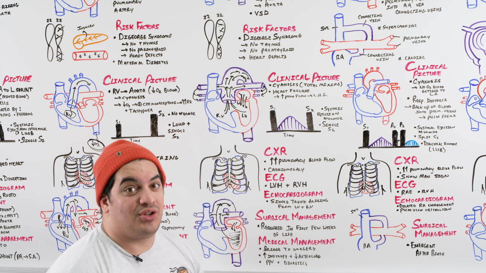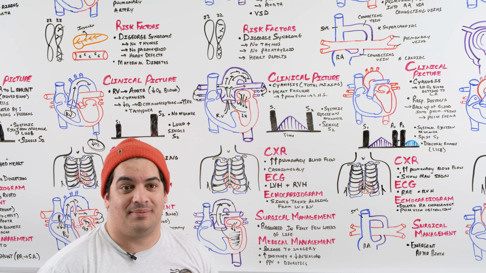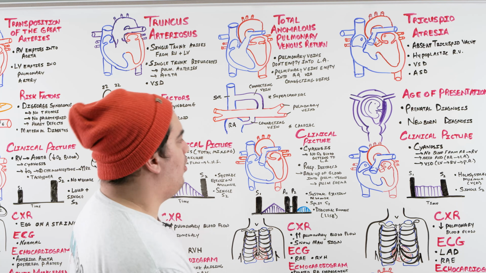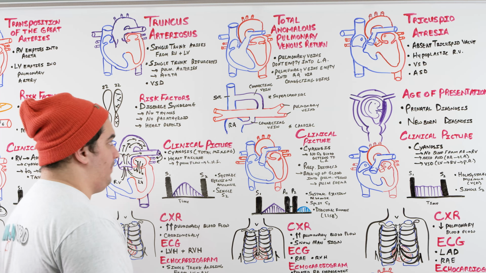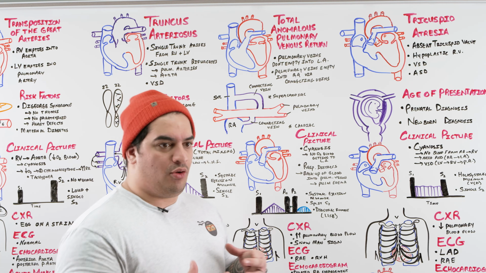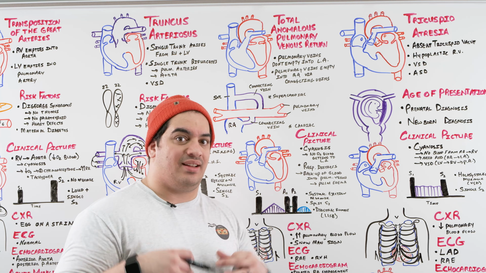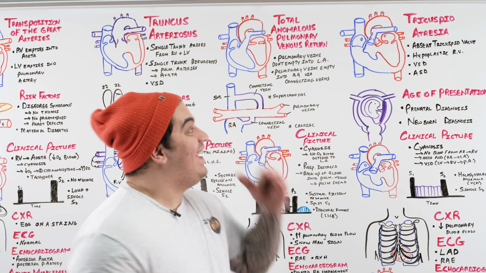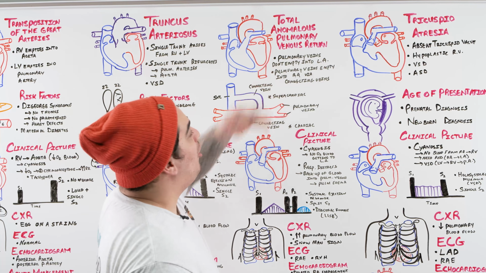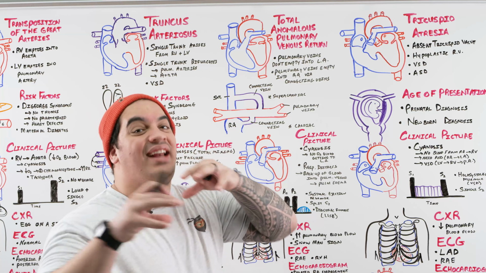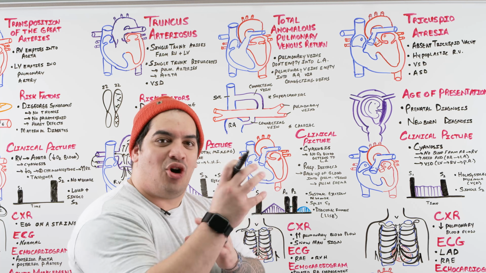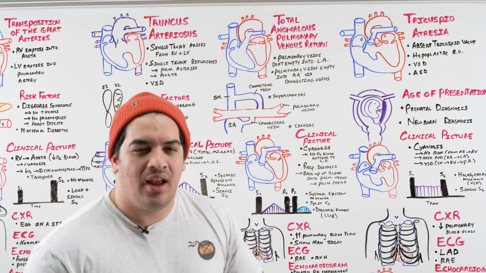Let's move on to the next one, which is total anomalous pulmonary venous return. In this condition, normally the pulmonary veins are supposed to empty into the left atrium, but they don't. In this situation, the pulmonary veins empty into the right atrium via these things called connecting veins. And that's what's really important.